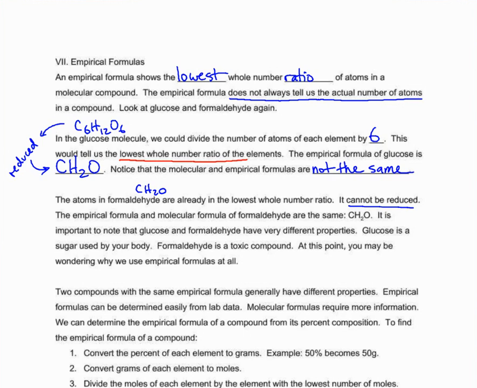It's important to note that glucose and formaldehyde have very different properties, two completely different things. Glucose is a sugar. It's required in your body. Your body can't live without it. On the other hand, there's formaldehyde. Formaldehyde is toxic. At this point, you're probably wondering, what's the point of the empirical formula if it's going to change the formula and possibly confuse something required for life versus something that will possibly kill you?